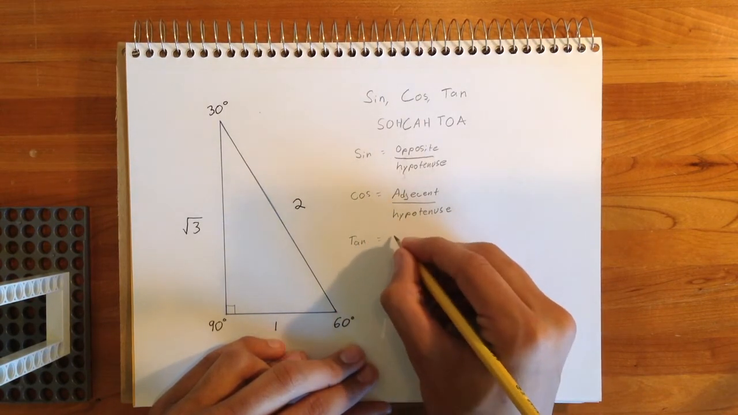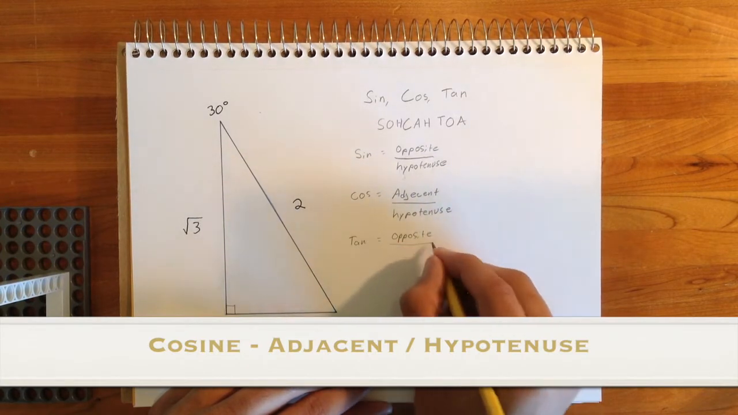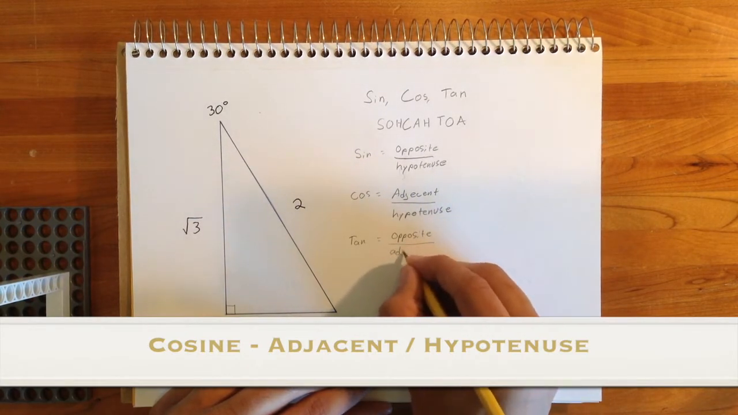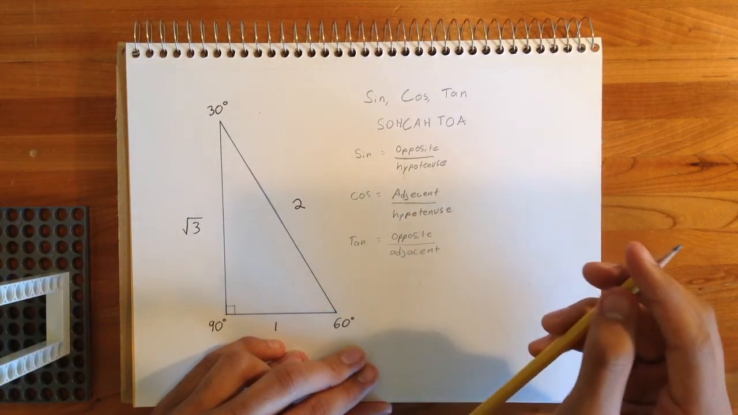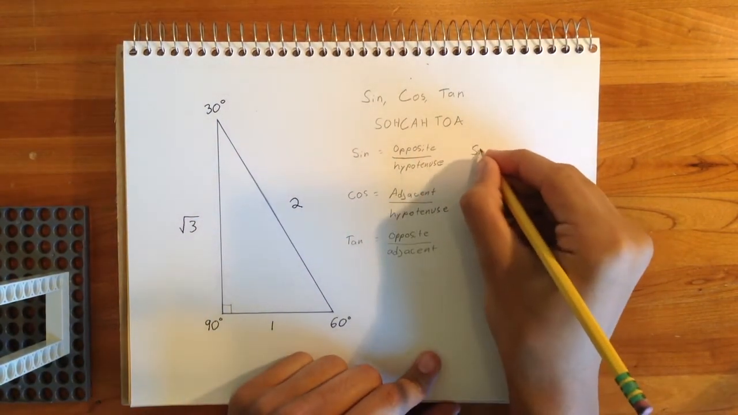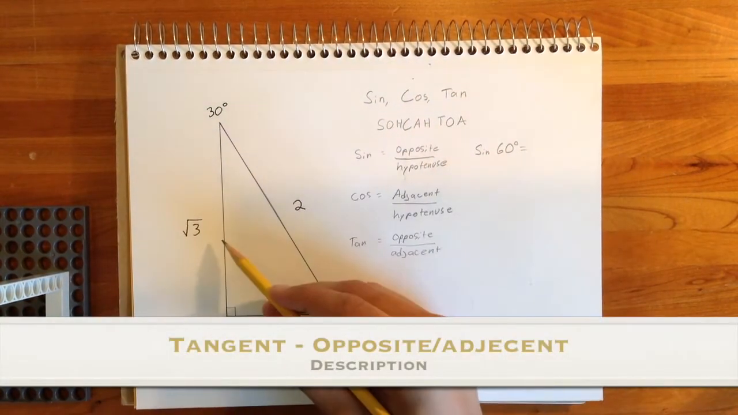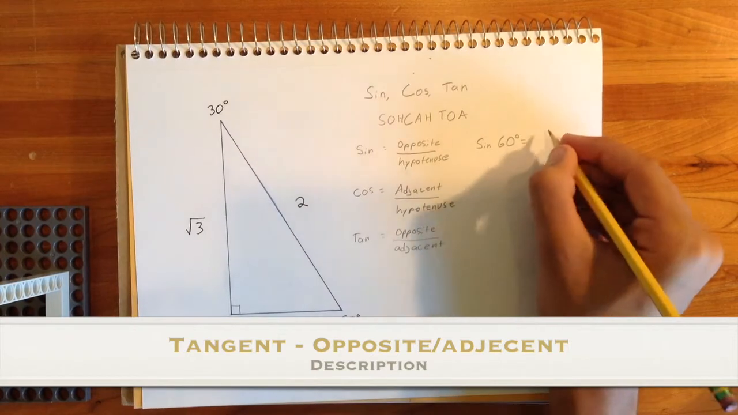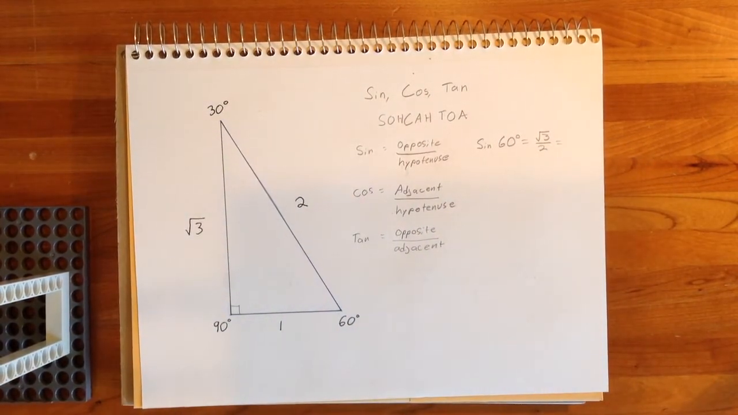Then cosine is going to be something different. That's a different ratio. That is adjacent to hypotenuse. The adjacent side is the side that is touching the angle but is not the hypotenuse. So that would be 1 in this case over 2, because that's the hypotenuse. So the cosine of 60 is 1 over 2. And the tangent of 60 is a little different. It doesn't involve the hypotenuse. It is the opposite side over the adjacent side. So in this case, it would be the square root of 3 over 1, because the opposite side length is square root of 3, and adjacent is 1.